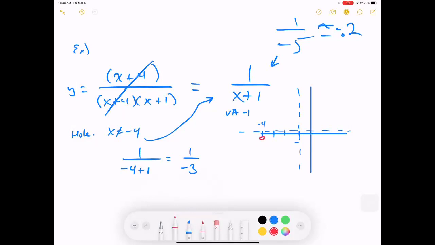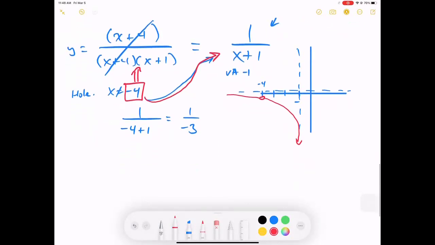So here's one thing I have already. I have a point that's not supposed to be there, but it is along the track of my original graph. So what I am doing is taking my hole, which I know negative 4 is not supposed to work for my original problem, but once I plug it into my reduced version, I can see what it should have looked like. So let me ask you this question.